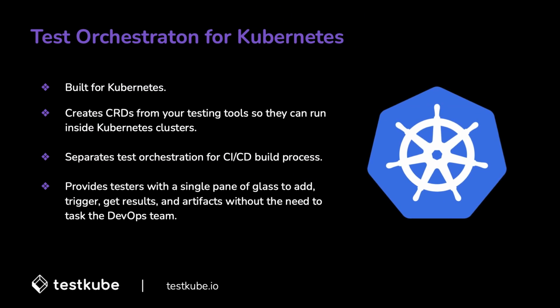It's a test orchestration system for Kubernetes. It's built for Kubernetes. It creates CRDs from your testing tools so they can run inside the Kubernetes clusters. It separates test orchestration from the CI/CD build process, and it provides testers with a single pane of glass to add, trigger, get results, and artifacts. Testkube works with all of the testing tools you have and all major CI/CD pipelines.